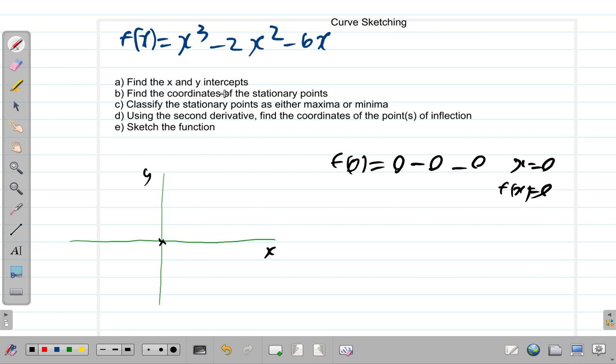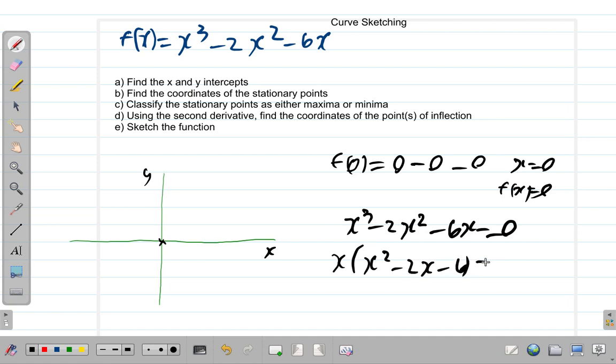Alright, which other points now? If we want to find out where on the x-axis the curve will cross or intersect, we make y equals 0. In this case, f of x equals 0. So we say x cubed minus 2x squared minus 6x equals 0. If we factorize, we get x outside the bracket, and x squared minus 2x minus 6 equals 0 inside the bracket.